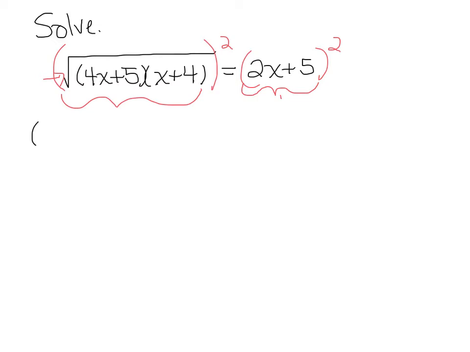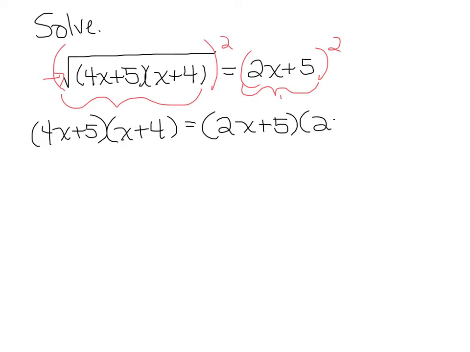Now we have 4x plus 5 times x plus 4 on one side. On the other side, we have 2x plus 5 all squared. I'm going to write this out the long way so we can clearly see that we need to use FOIL to simplify, to multiply. Now let's use FOIL.